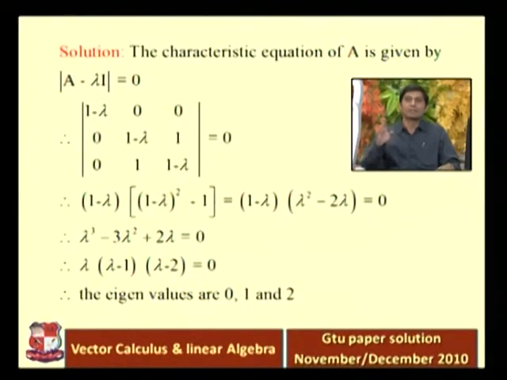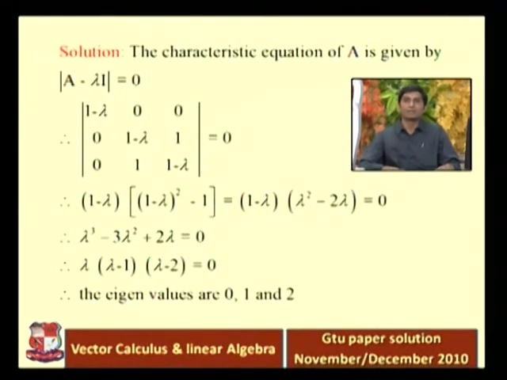So 1 minus lambda 0 0, 0 1 minus lambda 1, 0 1 1 minus lambda, determinant of that equal to 0. Solve that determinant using our method, I hope you know how to solve a determinant of 3 cross 3. So 1 minus lambda into (1 minus lambda) square minus 1, and other elements are 0, so you don't need to write them.